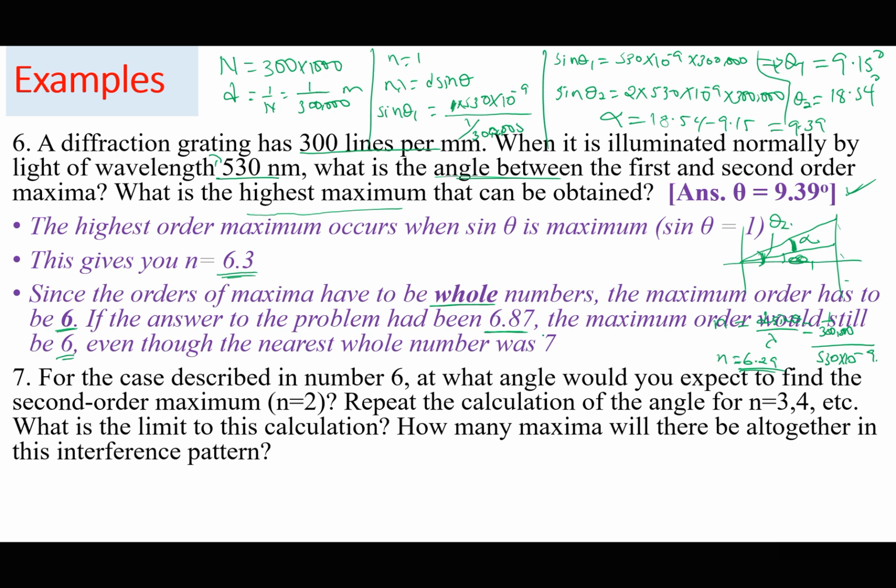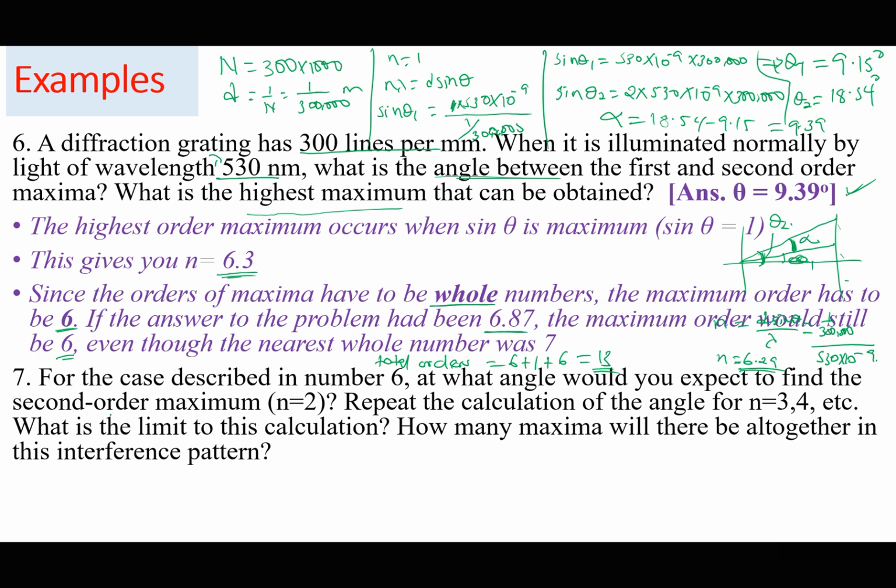Even though 6.87 is closest to 7, you cannot round it off to 7, because it means the seventh order does not fit on the screen. It will not be formed on the screen. So it's only 6 orders that can be seen on the screen. So 6 above, 6 below, plus the center would give us a total. If they wanted total orders, it would be equal to 6 on one side plus the central order plus 6 on the other side, which would give us 13.